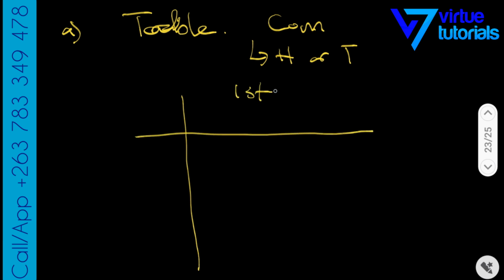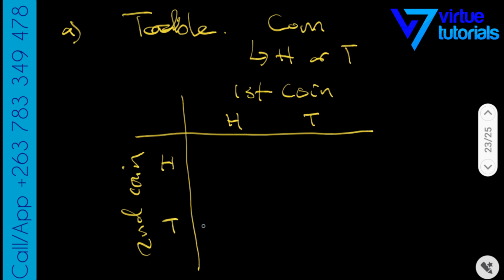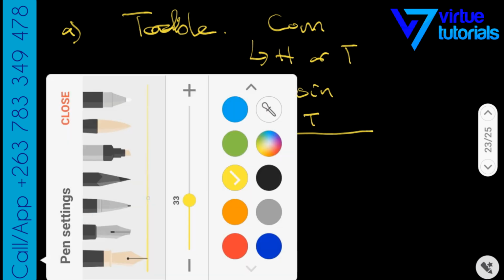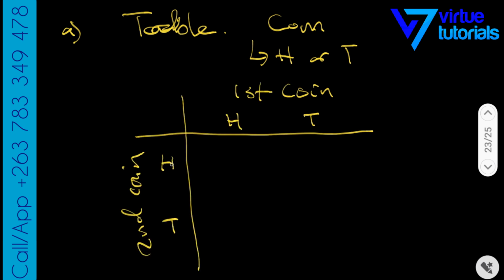For the first coin, we'll show its possible outcomes. You can have a head or a tail for the first coin. For the second coin, the same is true. You can have a head or a tail. So now, if the first coin gives me a head and the second coin gives me a head, it means I have two heads. So this is the first possible combination there.